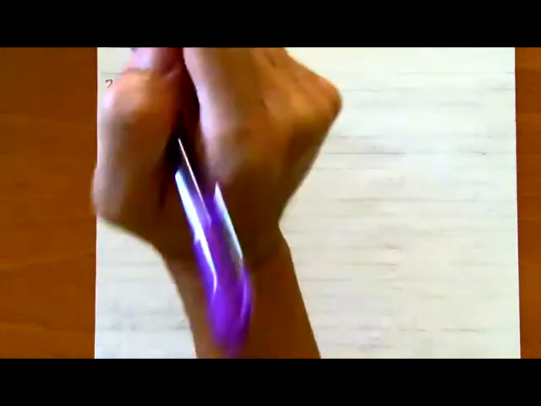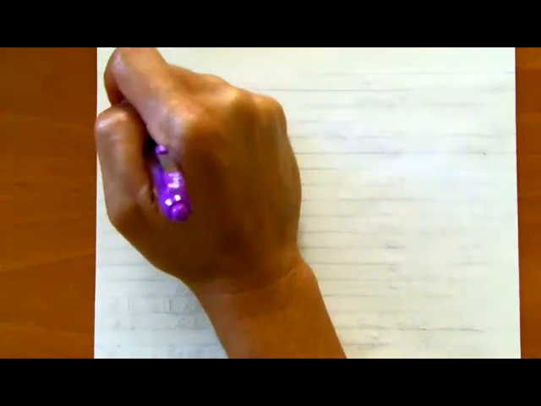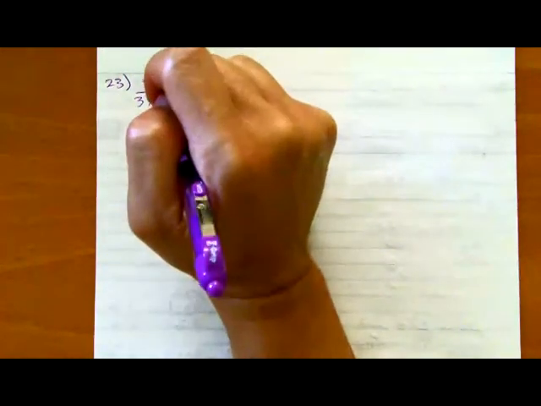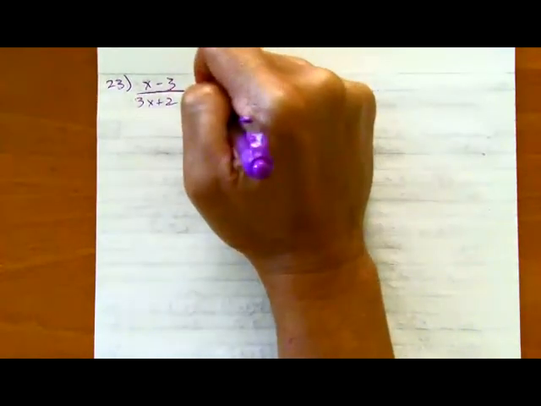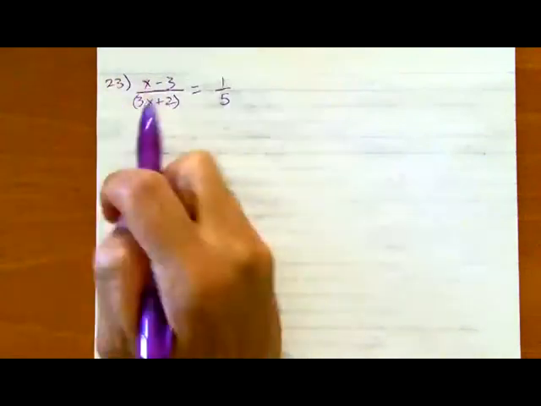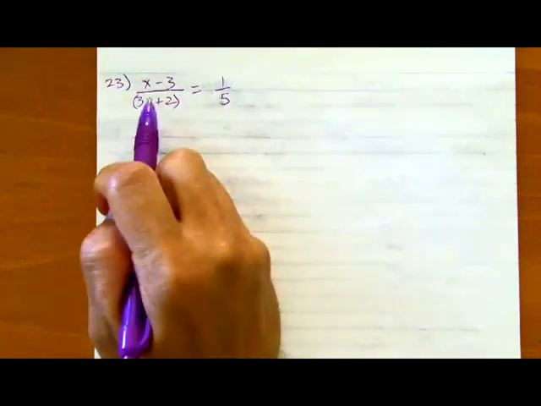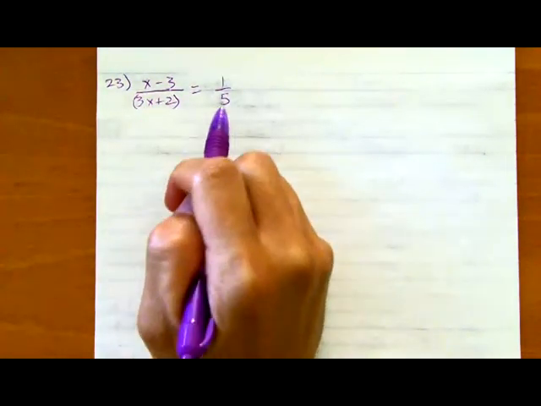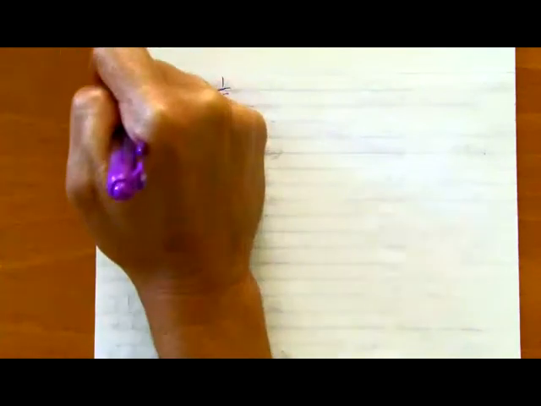Number 23. I'm going to use x instead of a. (x minus 3)/(3x plus 2) equals 1/5. This is the entire factor. This denominator is missing a factor that this denominator has, the 5. So we're going to multiply top and bottom by 5.